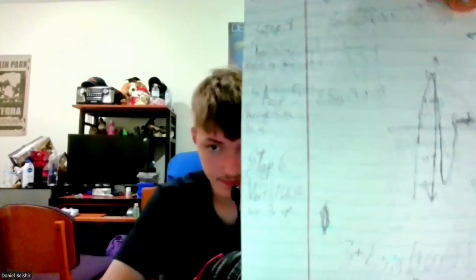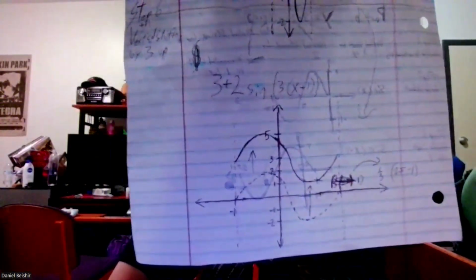The next step is to shift vertically by 3 upwards. So it just means move it up 3. This causes the peak of the graph to be at 5 and the bottom of it to be at 1. The middle of it is at 3. The amplitude doesn't change, it's still 2.